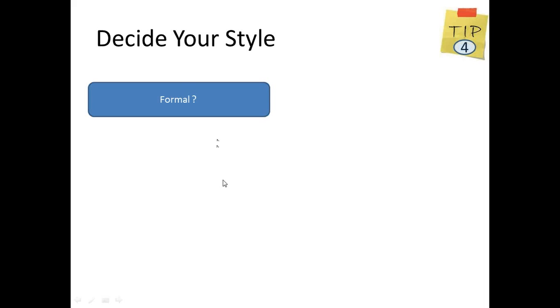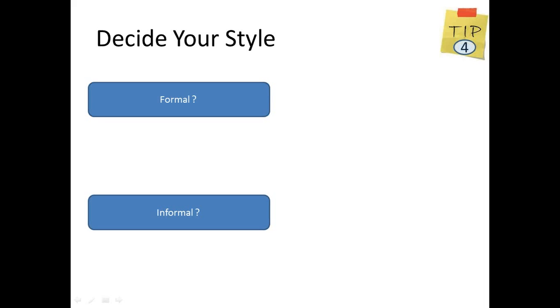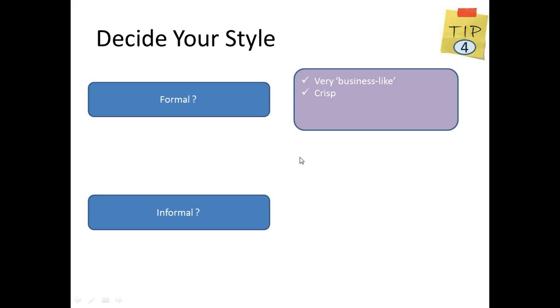Okay? And like I said sometime back, there are 2 broad styles. One is a formal style, one is an informal style. What is a formal style and what is an informal style? Formal style is very business-like. It's like the difference between wearing a t-shirt to office and wearing a suit to office. Wearing a suit is business, t-shirt is informal.